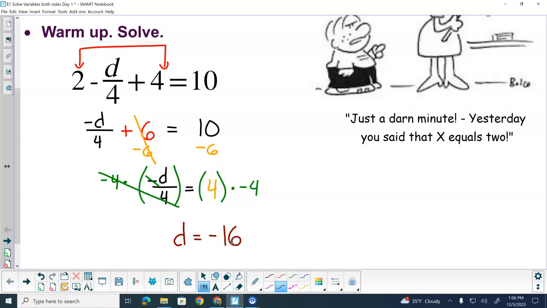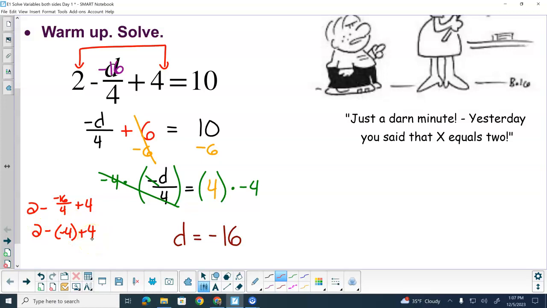And then what should we do with our answer after we get an answer? We should check it. Okay? So that means that I'm going to put negative 16 back in for any d's. Okay? So then I would have 2 minus negative 16 divided by 4, then plus 4. Well, what is negative 16 divided by 4? Negative 4. This is going to be 2 minus negative 4 plus 4.